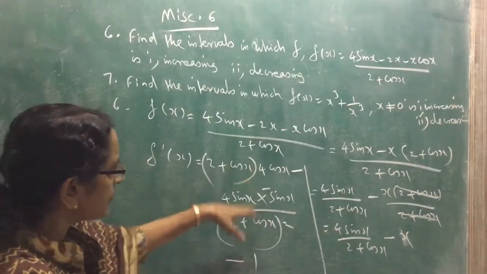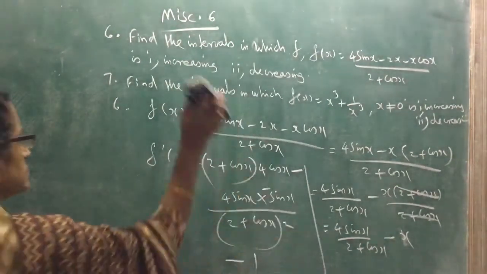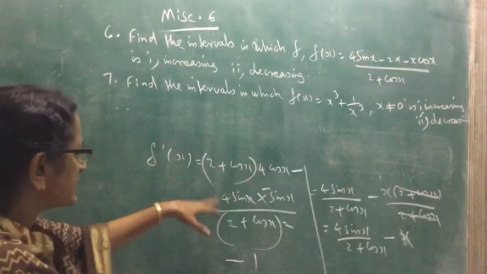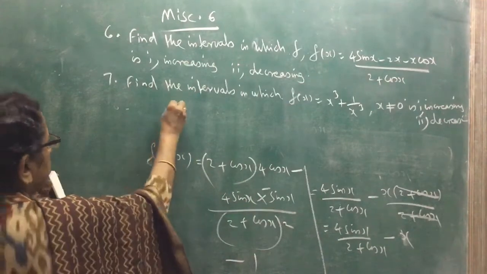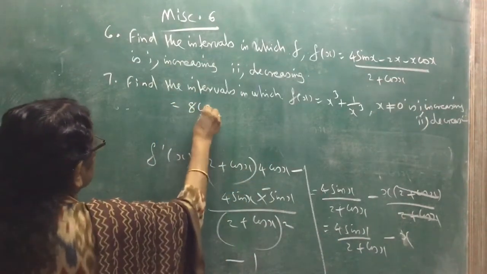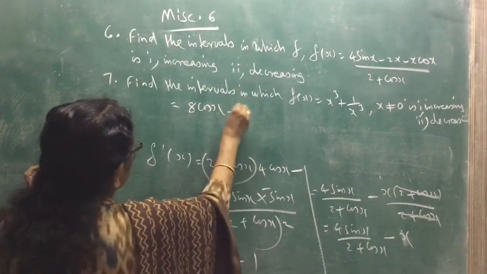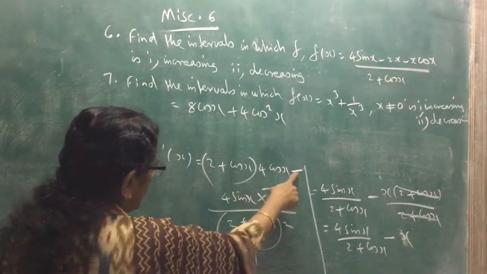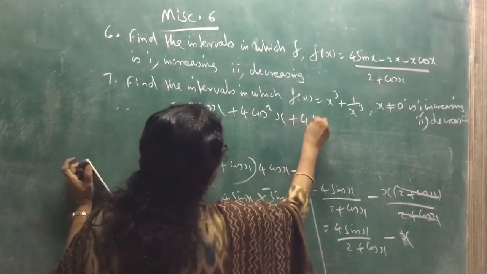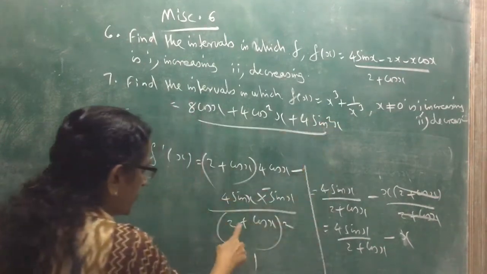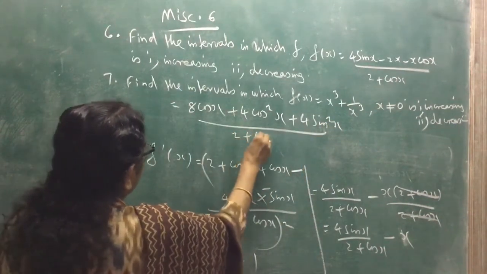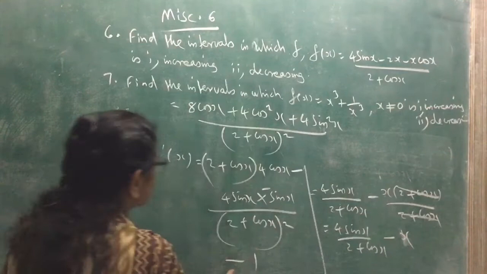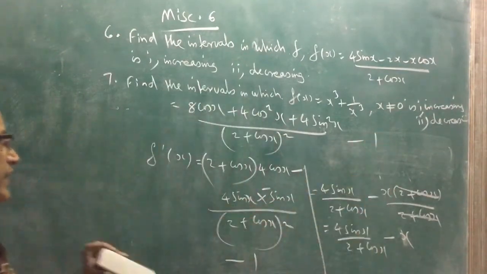Now we can simplify this. 2 into 4 cos x is 8 cos x. Then cos x into 4 cos x is 4 cos square x. Minus into minus is plus, so plus 4 sin square x, whole divided by 2 plus cos x whole square. Then minus 1, the derivative of x. So that is the derivative f dash x.